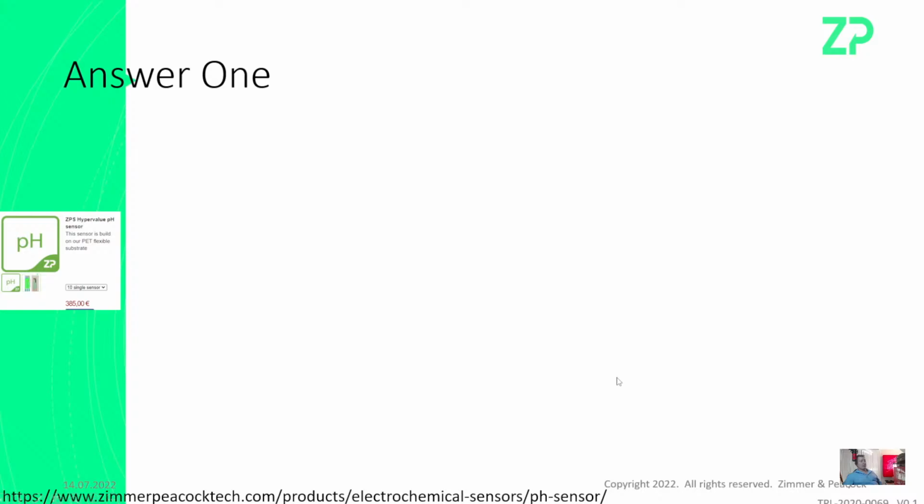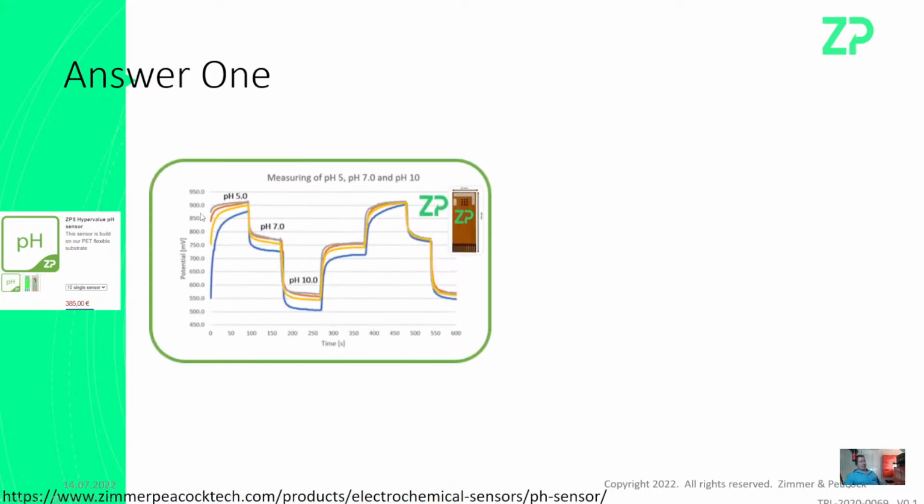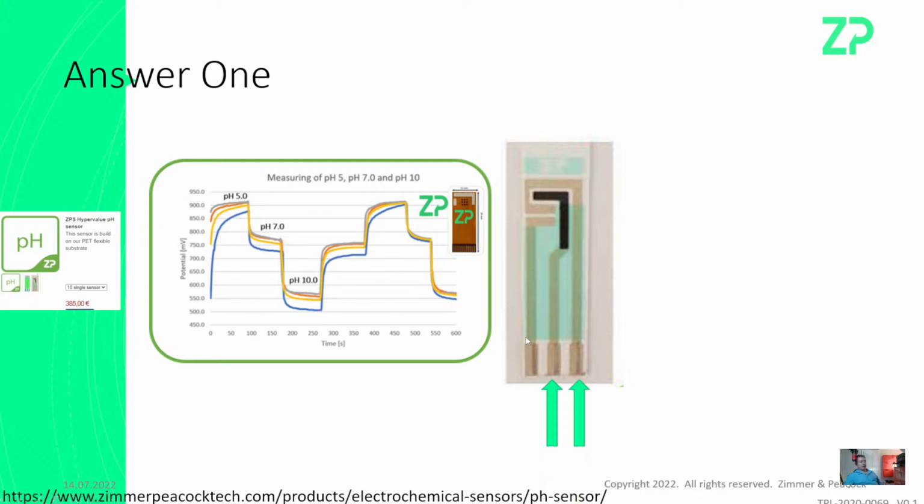So we do have a pH sensor, and there's a link here, and I've also put it underneath the video. There's a particular pH sensor that I'm recommending. It's called the Hypervalue pH sensor. The reason being is when you buy enough volume, it's going to be a very low cost sensor. It will definitely work. We've been using this sensor for years.